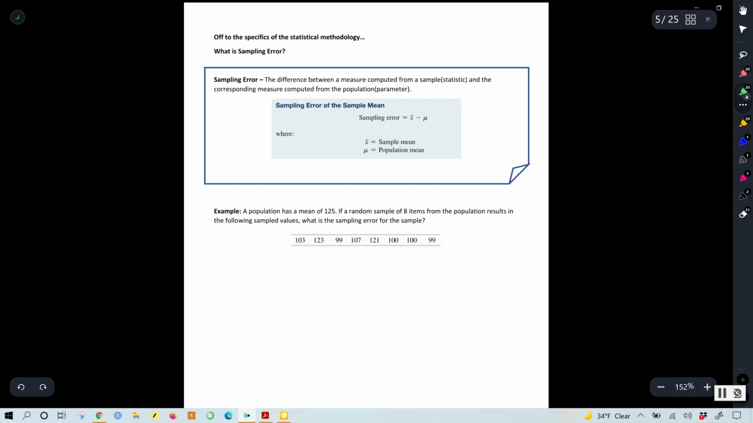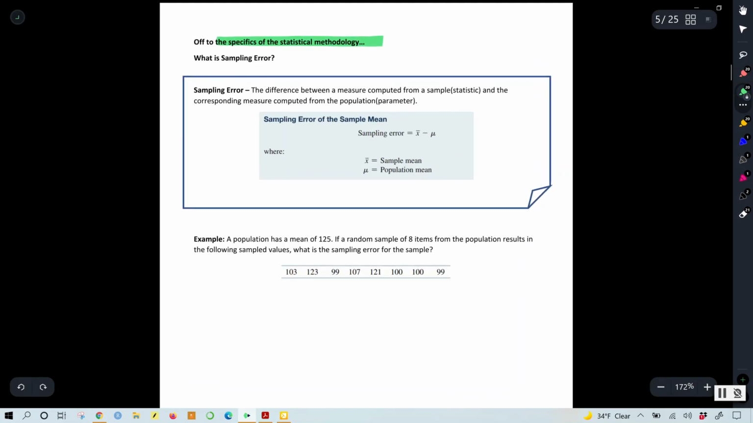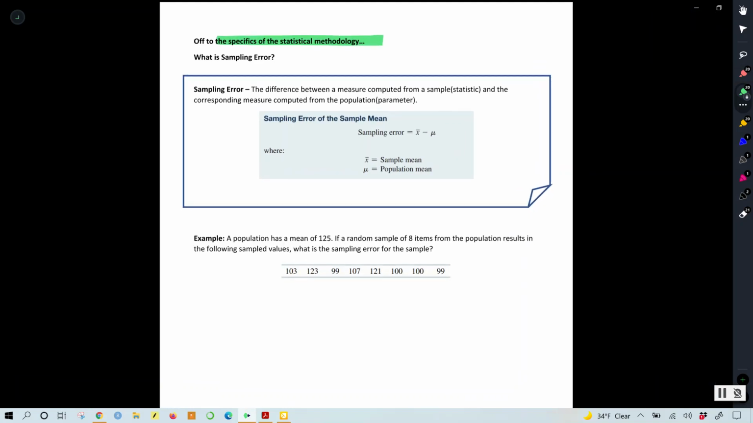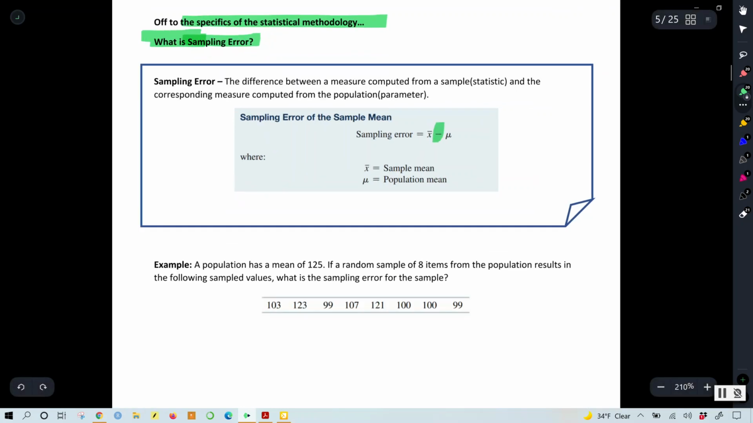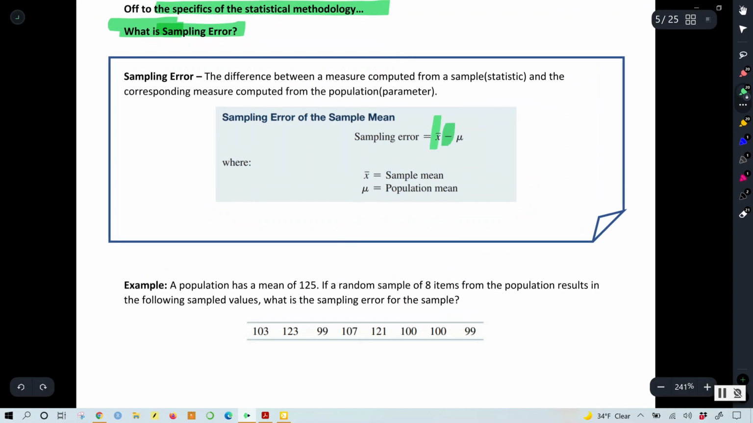We are now ready to dive into the specifics of the statistical methodologies used in sampling distribution. A basic idea is to learn about the concept of sampling error. This brings us to the question, what is sampling error? In concise terms, it is the difference between what is observed based on sample data evidence and the reality.